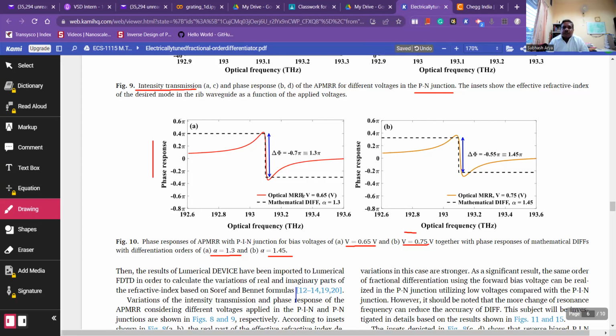This is also the phase response of the optical MRR; this is the mathematical differentiator. Alpha is equal to 1.3. Here alpha is equal to 1.45. So you see here, the red curve shows the optical MRR. Mathematically it is the dashed one, so mathematically it should be like this. The phase change from this value to this value, which we can observe in the optical MRR also. The second one is for 0.75 volt, and this is 0.65 volt.